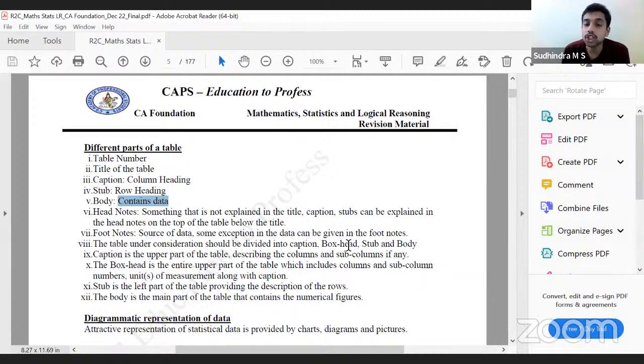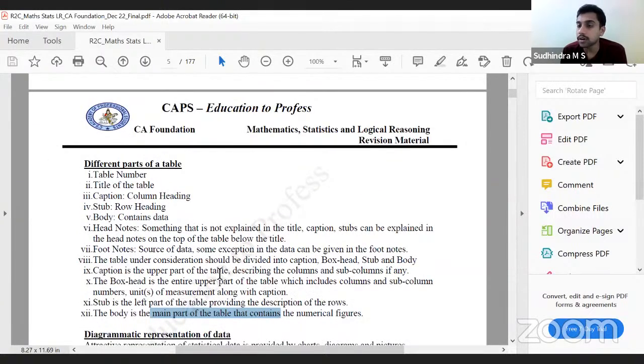Table under consideration should be divided into caption, box head, stub, and body. Caption is the upper part of the table describing columns and subcolumns. Box head is the entire upper part of the table, which includes columns, subcolumns, units of measurement along with captions. Stubs is the left part of the table providing description of the row. Body is the main part of the table that contains the numerical figures. That's about tabular presentation.